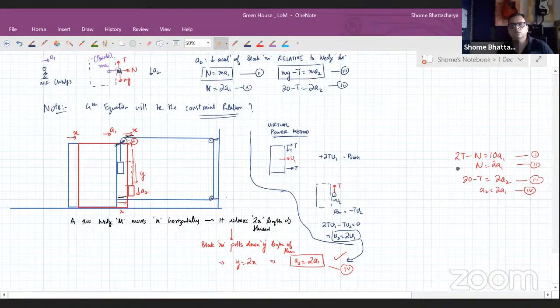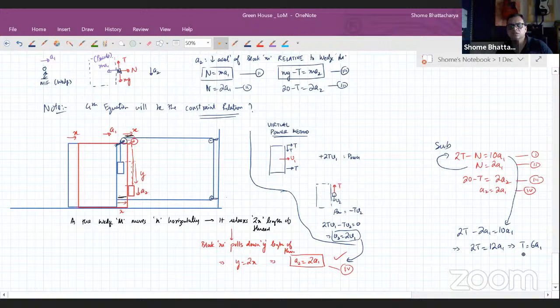So what we can first of all do is substitute this here. So this equation now becomes 2t minus 2a1 is equal to 10a1, or 2t is equal to 12a1, or t is equal to 6a1.